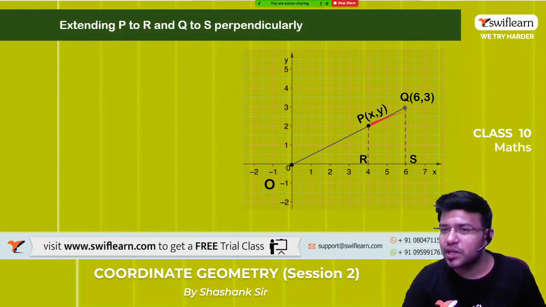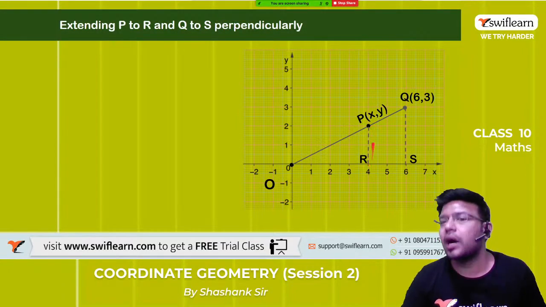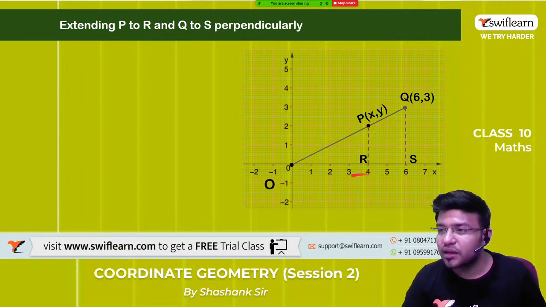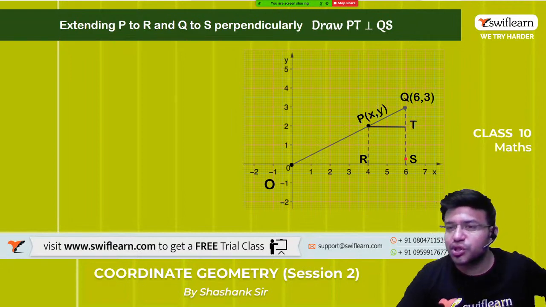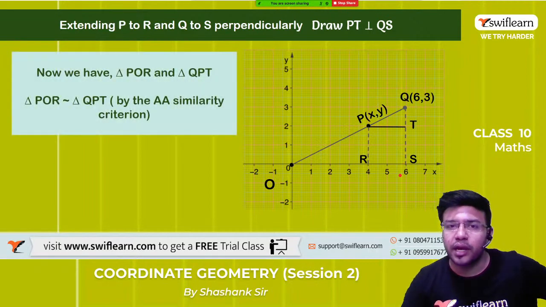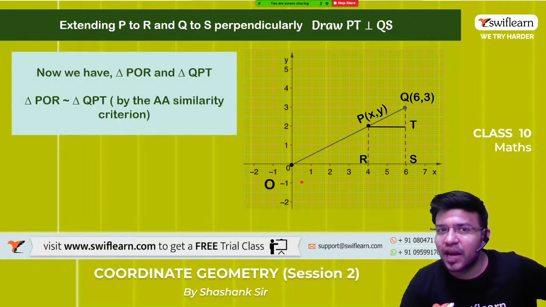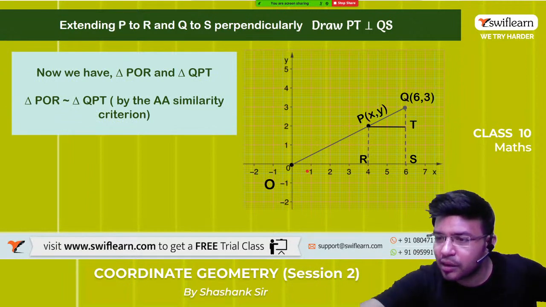Okay, now see, draw a line PR, a dotted line PR, such that it is perpendicular to x-axis. Draw a line QS, it is perpendicular to x-axis, and also draw a line PT, which intersects QS at T and is perpendicular. PT is perpendicular to the line QS. Okay, these are the steps of construction which we need to make. Now we have a triangle POR. Where is triangle POR?